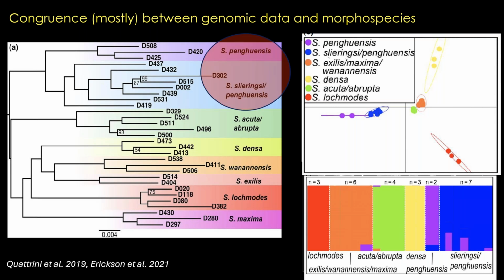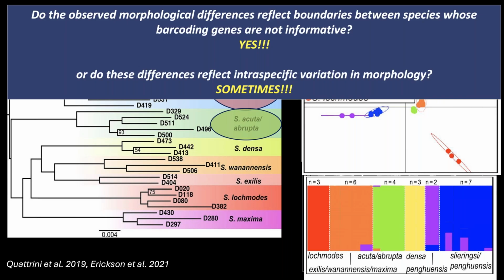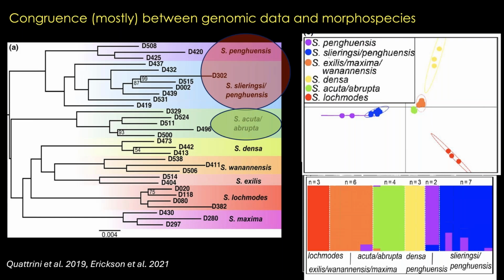There are some cases where we're still not clear what's going on. So in this case, we have a clade, Sinularia penguensis, and a clade that contains individuals of both Slinger's eye and penguensis. We also have a clade of Acuta and abrupta that are kind of intermixed. So to answer this question, the observed morphological differences reflect boundaries between species whose barcoding genes are not informative, and that is a yes. But there are times where there's intraspecific variation in morphology, and we're seeing that in both of these clades of this penguensis and Slinger's eye and the Acuta and abrupta clade.